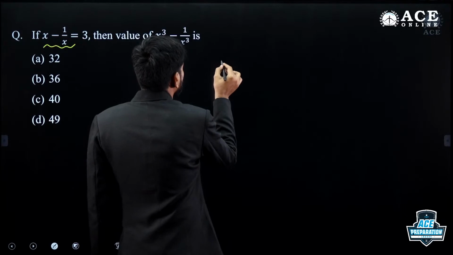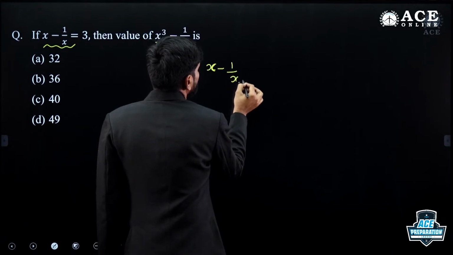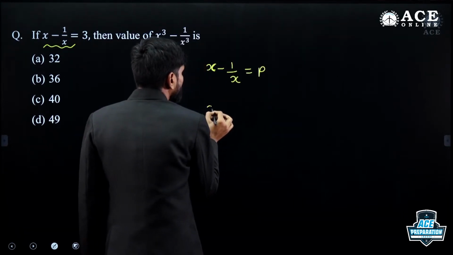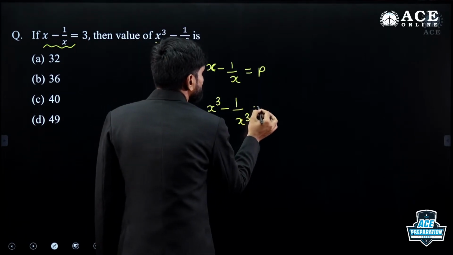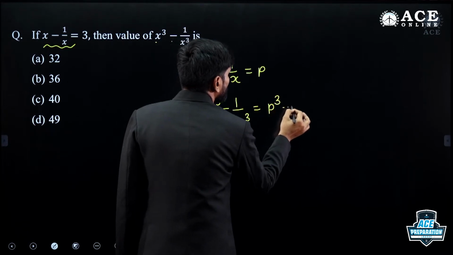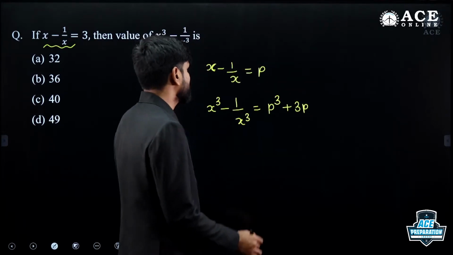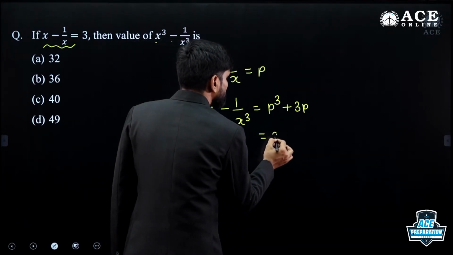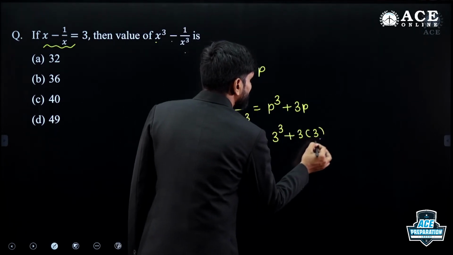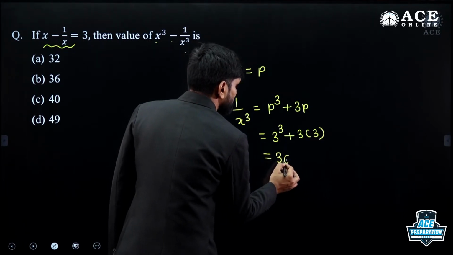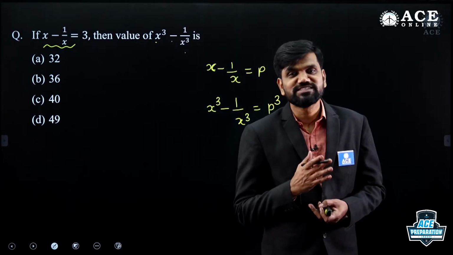So here x cube minus 1 by x cube, that will give you how much? We know that x minus 1 by x is equal to p. We want x cube minus 1 by x cube, which is equal to p cube plus 3p. So that is p cube plus 3p. In place of p, I have 3, that is 3 cube plus 3 into 3, 27 plus 9, that should be equal to 36.